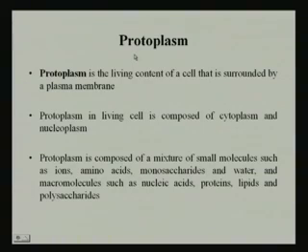Now, when we are talking about the different cell organelles, let me start with the protoplasm. This is the fluid which is present in all living systems. Now, protoplasm is the living content of the cell that is surrounded by a plasma membrane. Protoplasm in a living system is composed of cytoplasm and nucleoplasm.